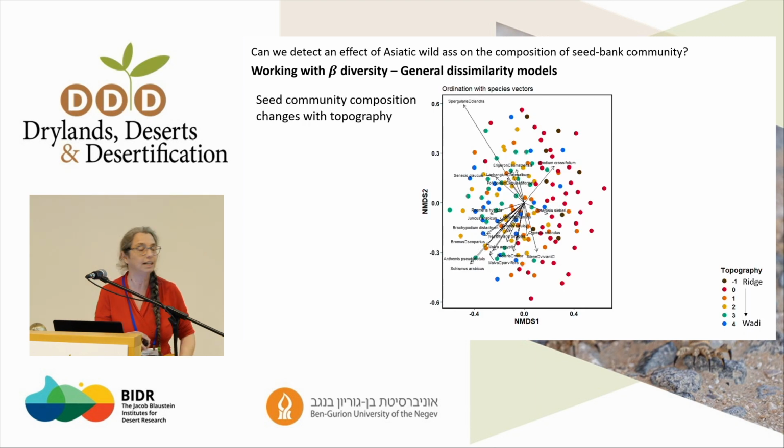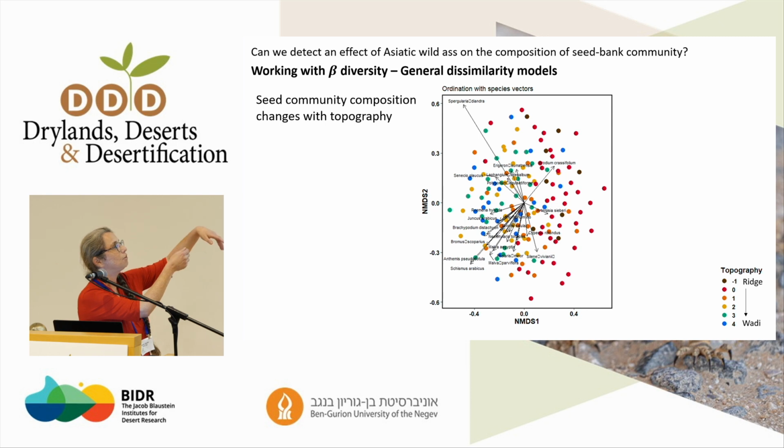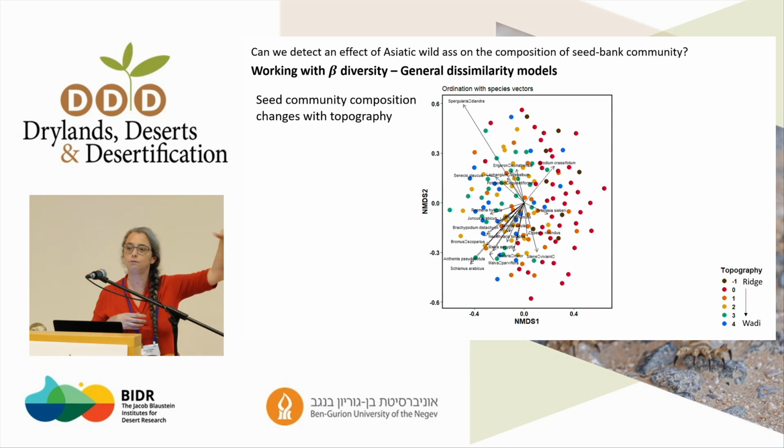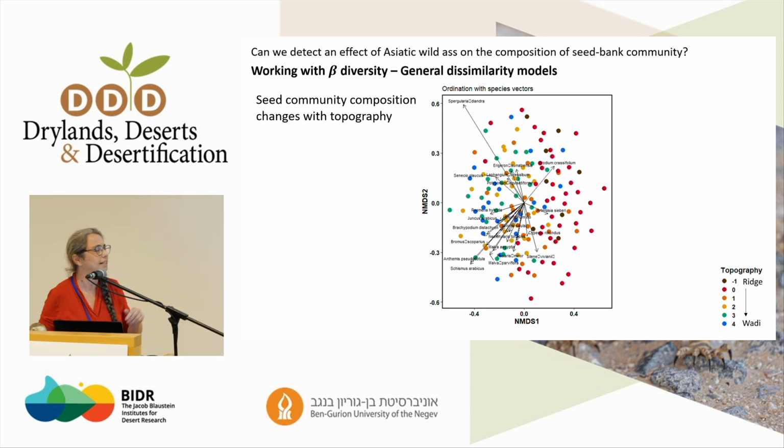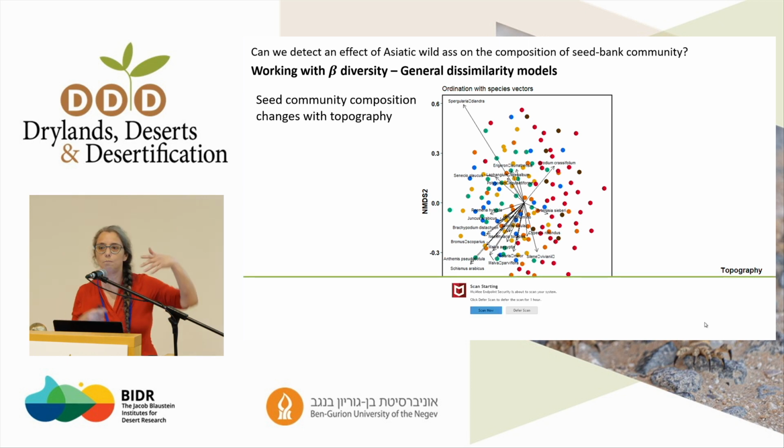Just to give you some visual hint of what we see here, this is just a visualization of what we saw before. You are probably familiar with those kinds of graphs. The points here represent different sites. We have 148 sites. The closer they are, the more similar they are in species composition. The major thing that I want to show here is that the colors represent the different topography. What you can mainly see is that the sites that are more connected, the samples that were taken on the ridge and the slope, are more similar in their species composition than those that are from the wadis themselves.